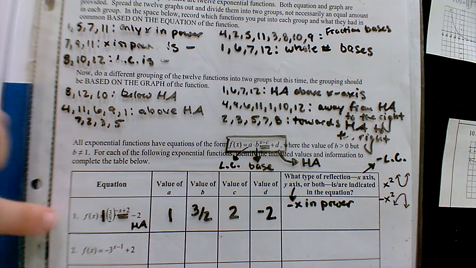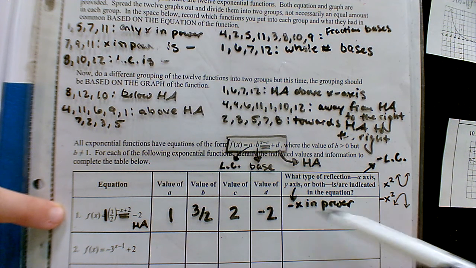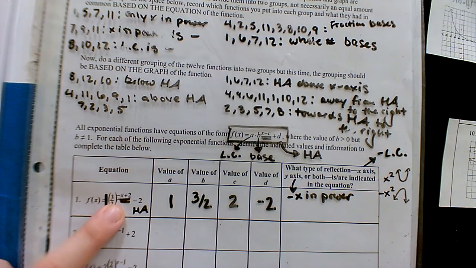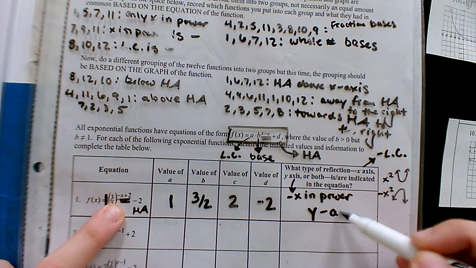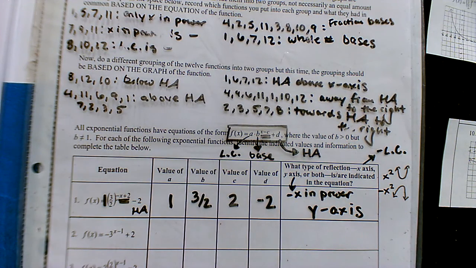So do we have, in this first example, either a negative leading coefficient or a negative x in the power? We have a negative x in the power. So this graph would display a y-axis flip. Somehow we flipped it left and right.